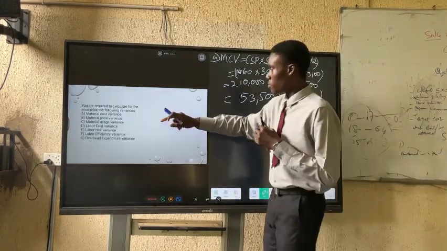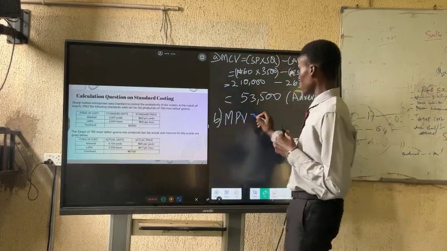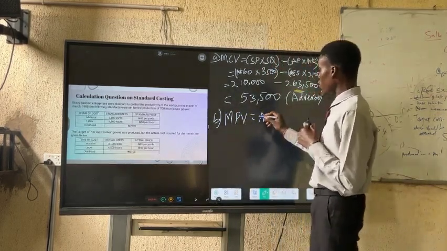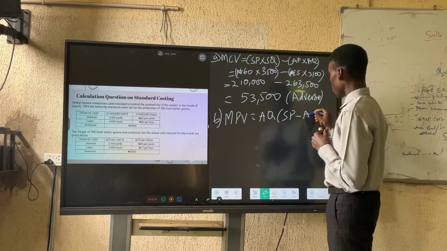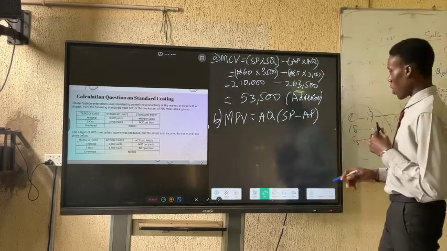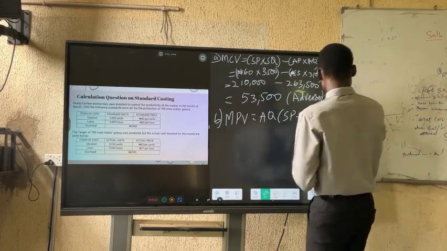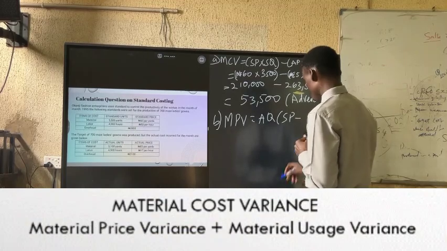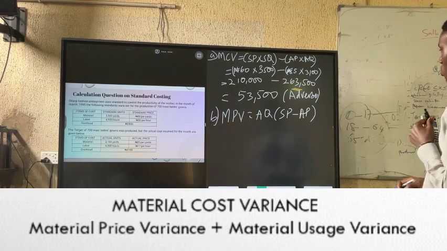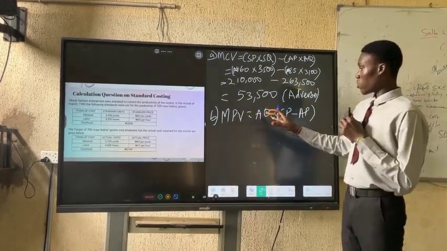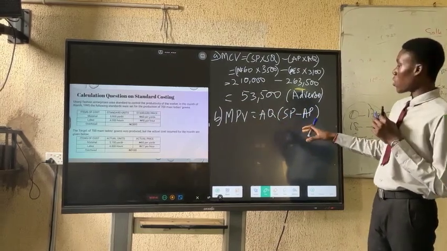So now the next one is material price variance. The formula for material price variance is our actual quantity into bracket our standard price minus our actual price. This is the formula: the actual quantity into bracket our standard price minus our actual price.